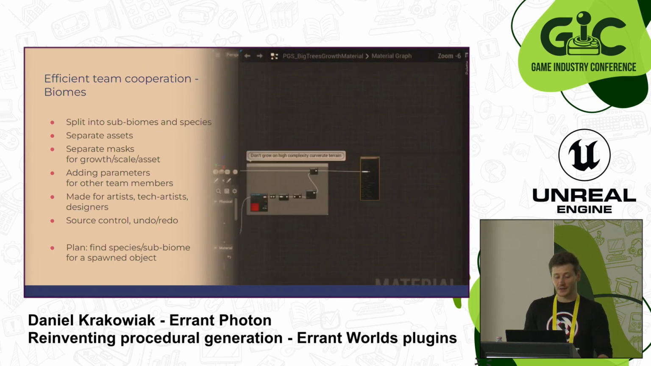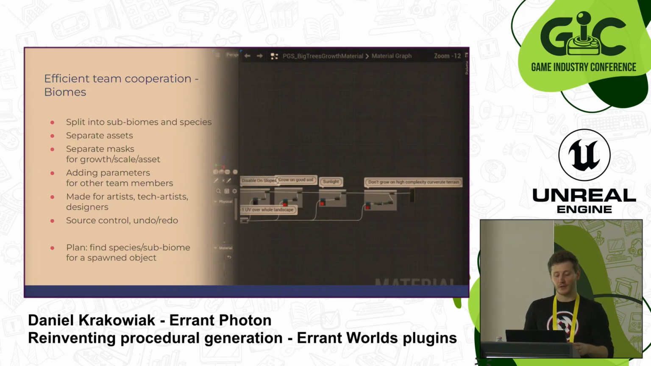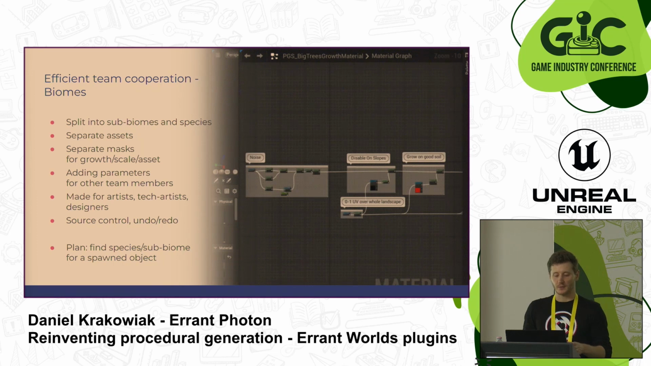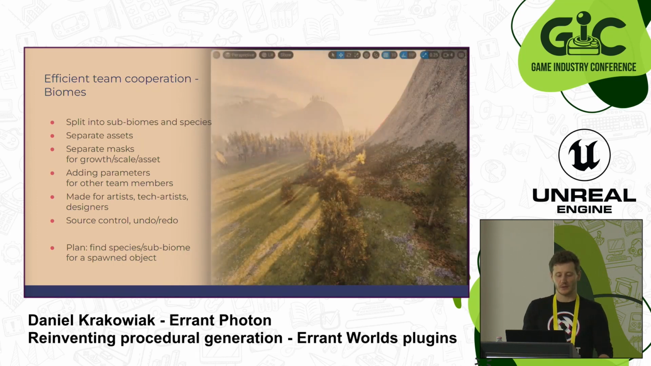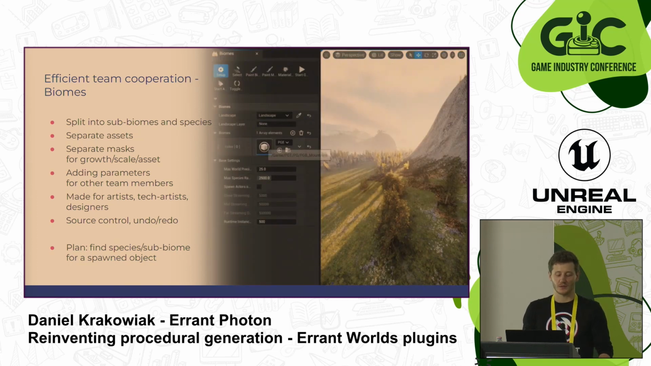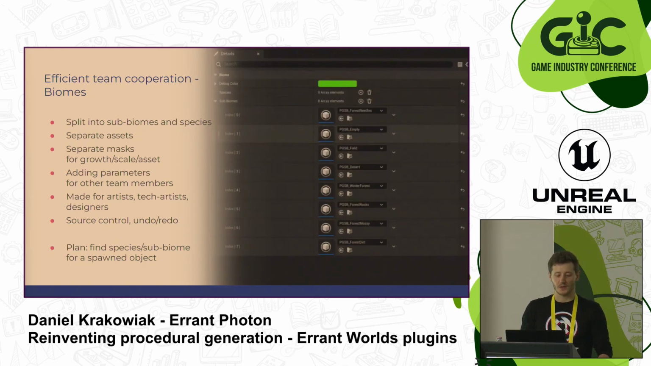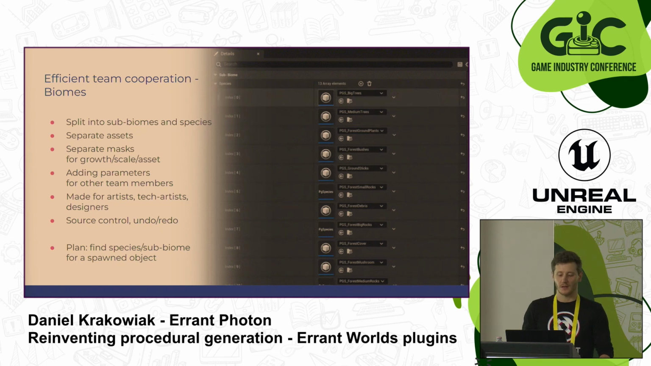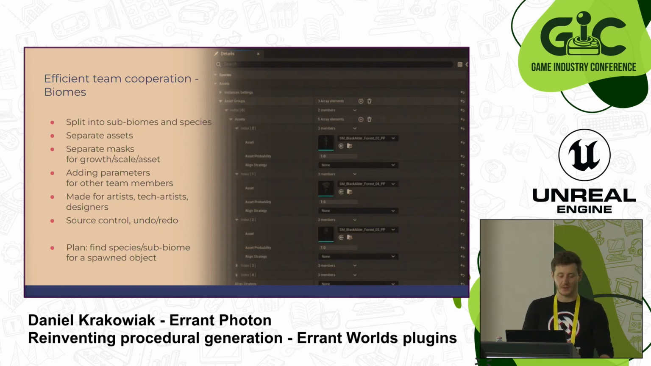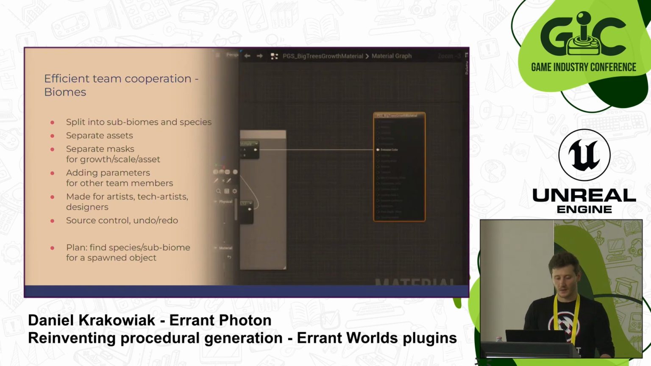But also we discovered that when multiple people are working with these species, you very quickly come across a problem that there is something spawned, but you are not sure what spawned it, which species. Maybe there are multiple species with such a mesh. So we still need to add a feature where you can point on something and then jump quickly to the species or sub-biome which spawned it.